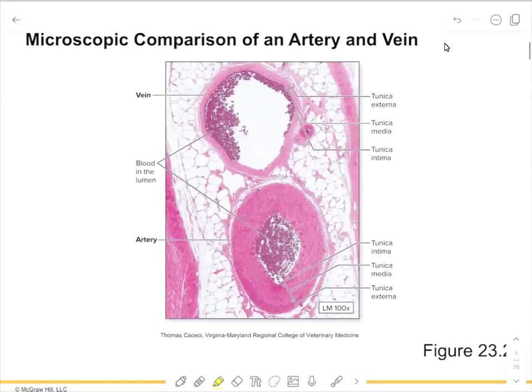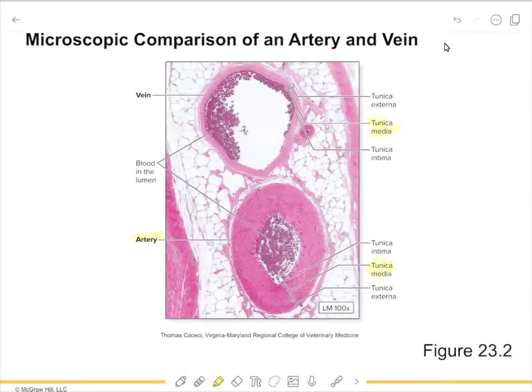This slide is showing the microscopic anatomy of the artery versus the vein, and you should be able to tell the difference. With the artery, the big thing is the significance of the tunica media. Notice how it is much thicker here than it is up here for the vein. It's very thin for the vein. So that's one significant difference, the tunica media.